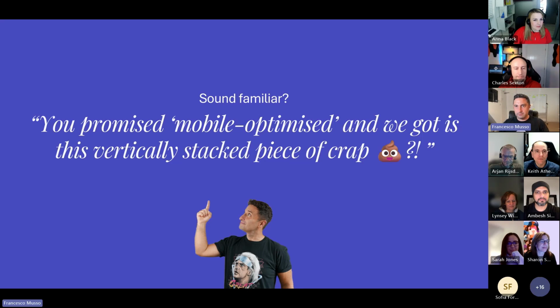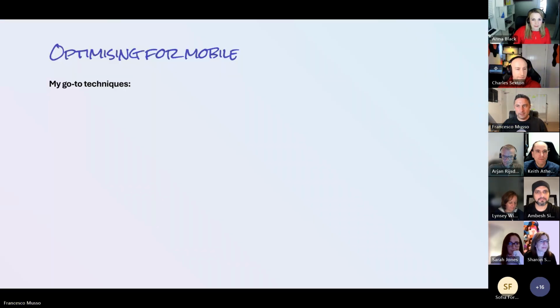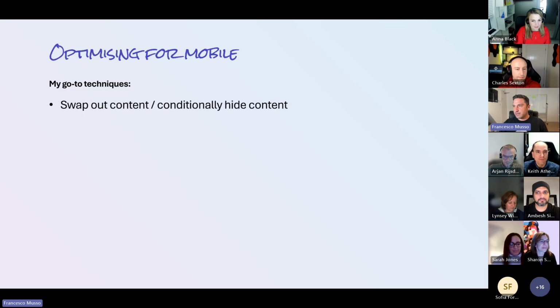So here are some of my go-to techniques, and I'll show you some examples of that either on the Bootstrap site or on some of my example portals. So first of all, swapping out content. I've shown you an example of that. We conditionally hid the wide banner and showed the smaller image. I'll quickly show you another example of that.